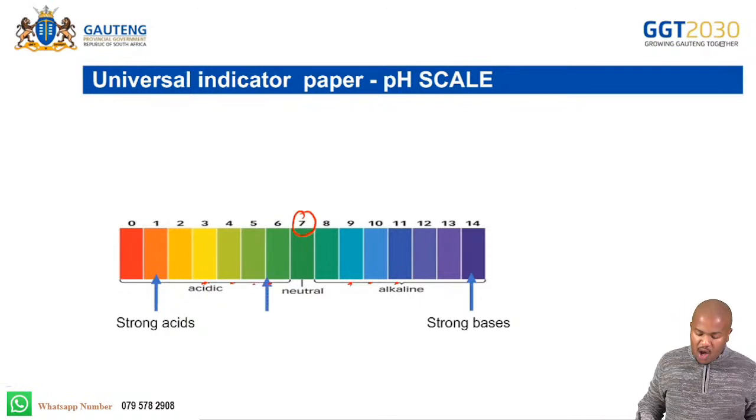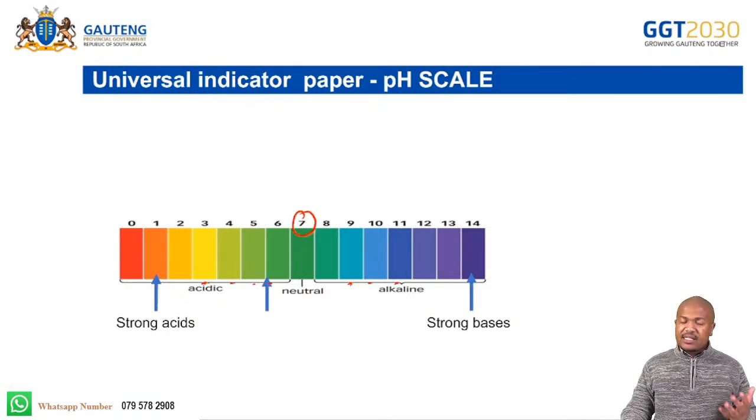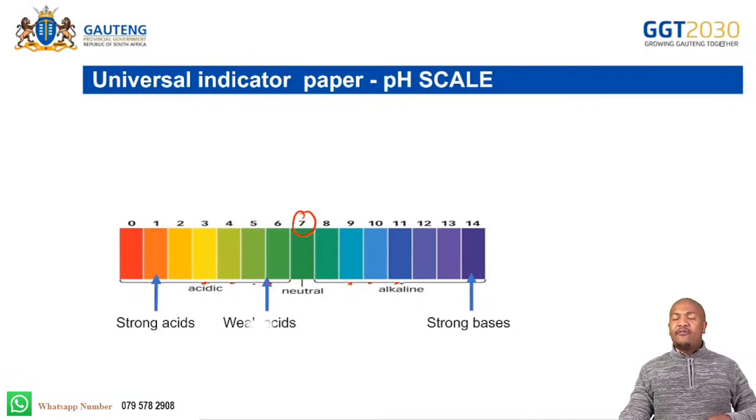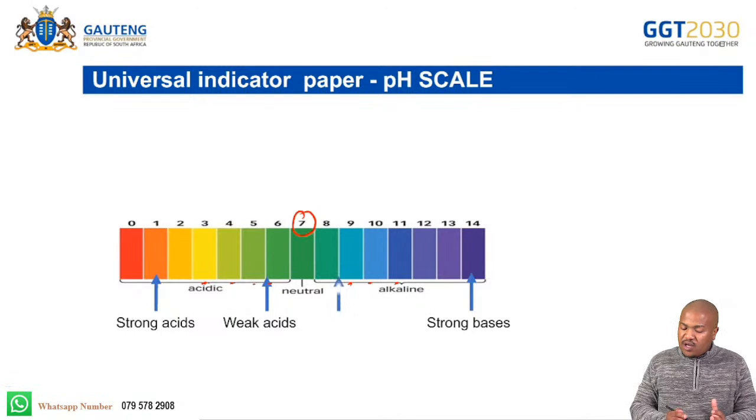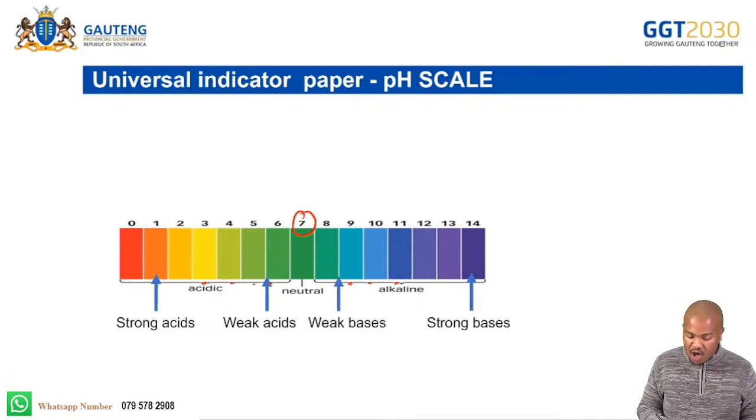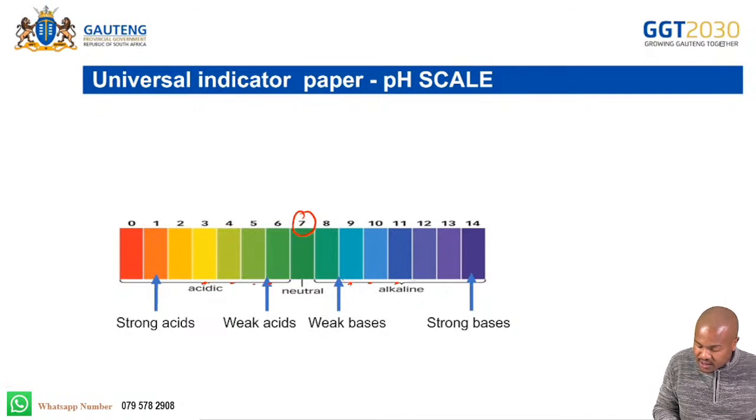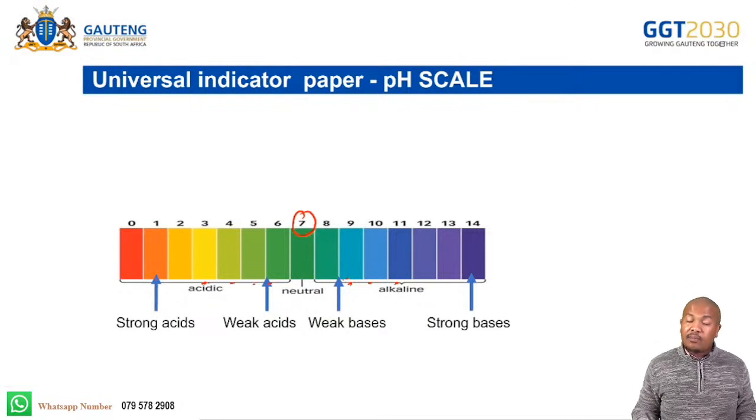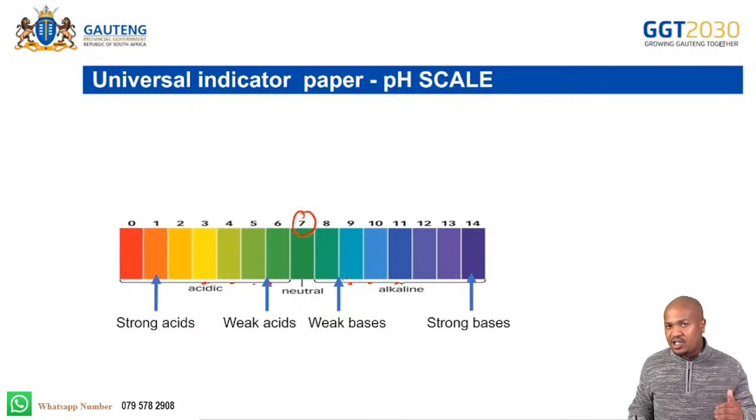Also, around pH values 5 and 6, we find weak acids. Then along pH values 8 and 9, that's where we find our weak bases, right? As we move on with this, look at the color codes here. Look at the colors that are indicated by the universal indicator, right?